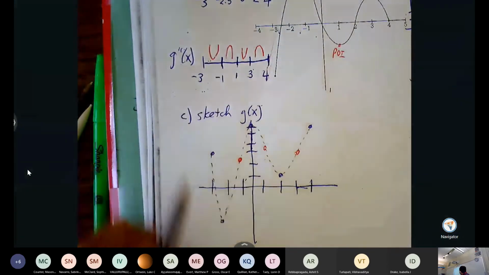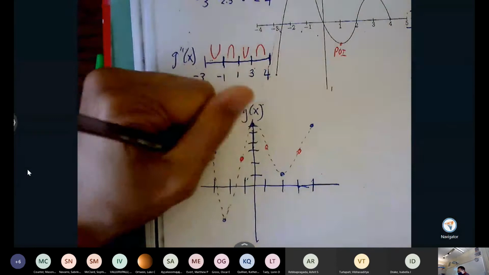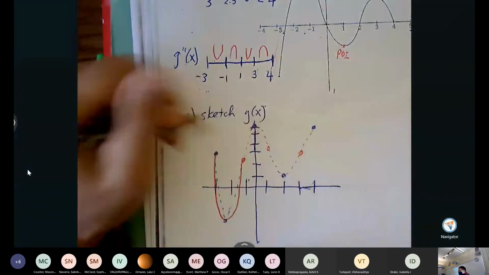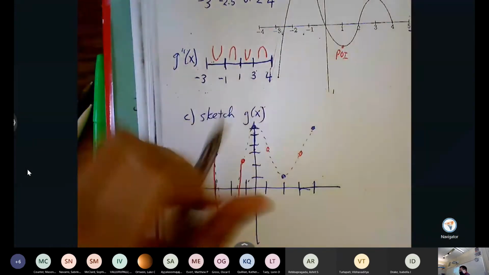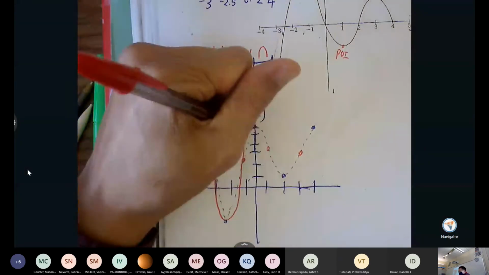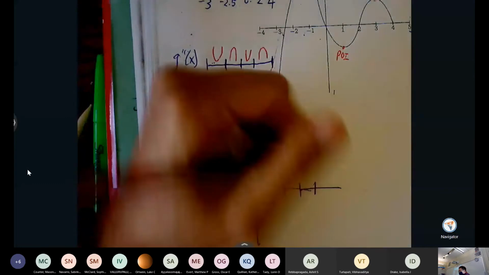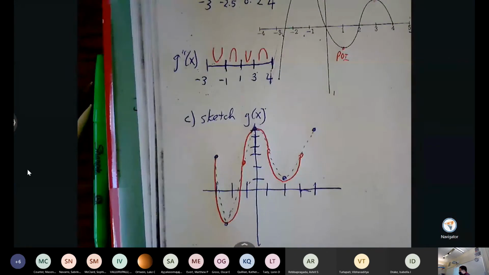So in the first interval, I want this portion to display concave up. So I'm going back and retracing my graph. Second interval, I'm going to display concave down. From 1 to 3, concave up. And then from 3 to 4, I want concave down.